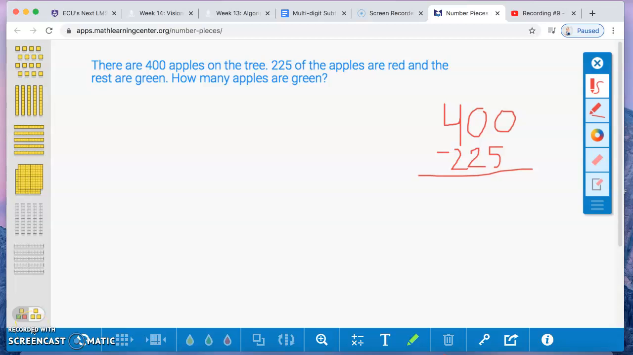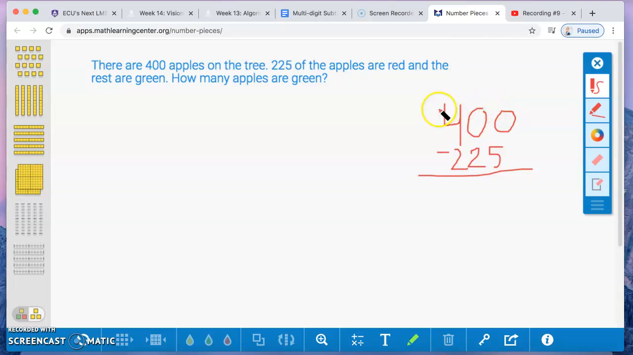Hey guys, today we're going to be solving a part whole, part unknown word problem using base ten frames and the standard algorithm for subtraction. I'll start by reading the problem to you. There are 400 apples on the tree. 225 of the apples are red and the rest are green. How many apples are green?